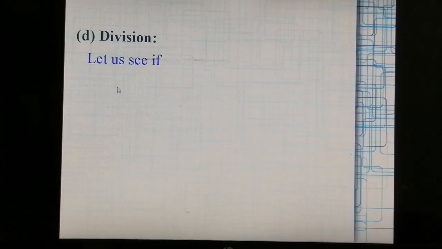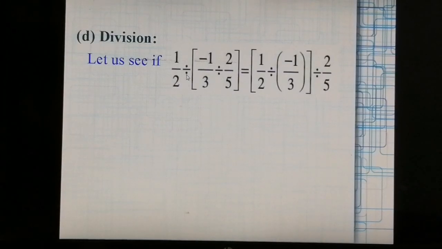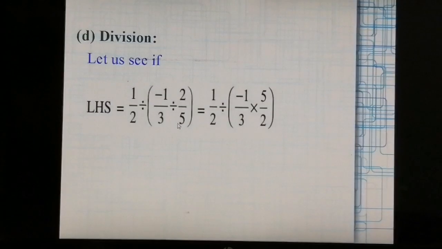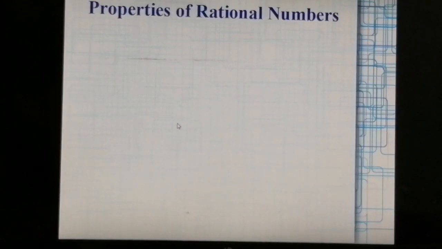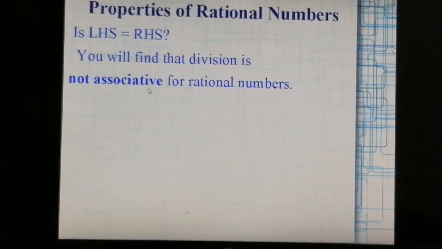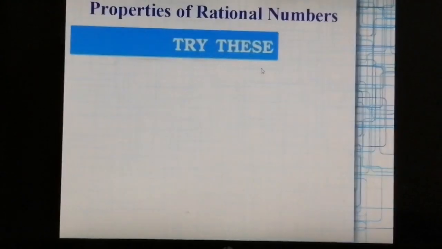Now last, let's see if the left hand side is equal to the right hand side for division. Here we take three rational numbers and put the division sign between them, and the bracket is like this for the first two rational numbers, and here for the last two rational numbers. On the left hand side we find that it is something, and on the right hand side something else. Is the left hand side equal to the right hand side? You will find that division is not associative for rational numbers. Now try this.